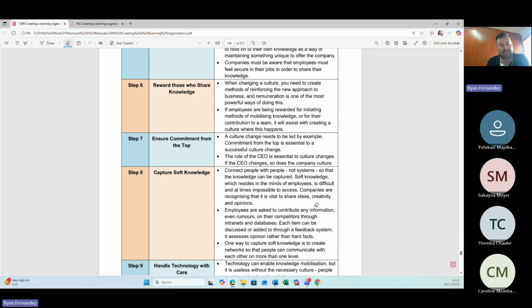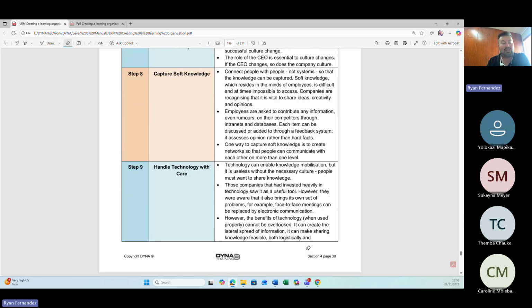But soft data is, how does that person cope under stress? What really works when we're trying to motivate people? These are harder to define, but they are very important if we want to move the company forward. So how do we capture soft data? And it says here, soft knowledge, which resides in the minds of employees, is difficult and sometimes impossible to access. We need to recognize that this is vital to share ideas, creativity, and opinions.